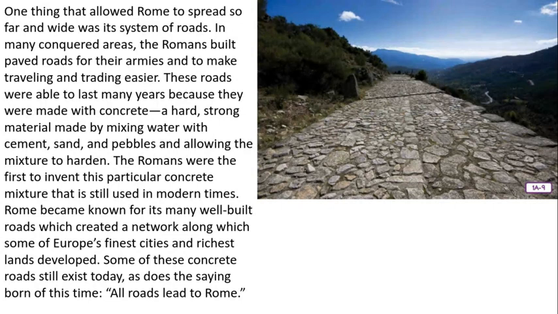One thing that allowed Rome to spread so far and wide was its system of roads. In many conquered areas, the Romans built paved roads for their armies and to make traveling and trading easier. These roads were able to last many years because they were made with concrete, a hard, strong material made by mixing water with cement, sand, and pebbles and allowing the mixture to harden. The Romans were the first to invent this particular concrete mixture that is still used in modern times.